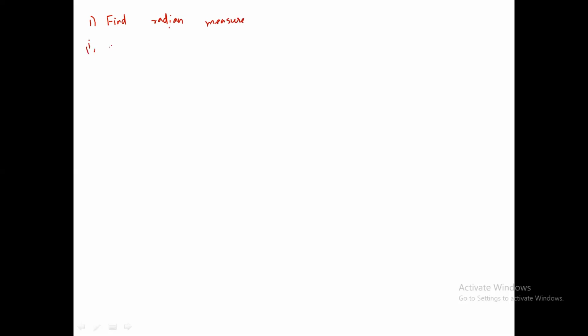First one, 25 degrees. Multiply 25 by pi by 180. 5 fives are 25, 5 thirty-sixes are 180. So it is 5 pi by 36 radians.